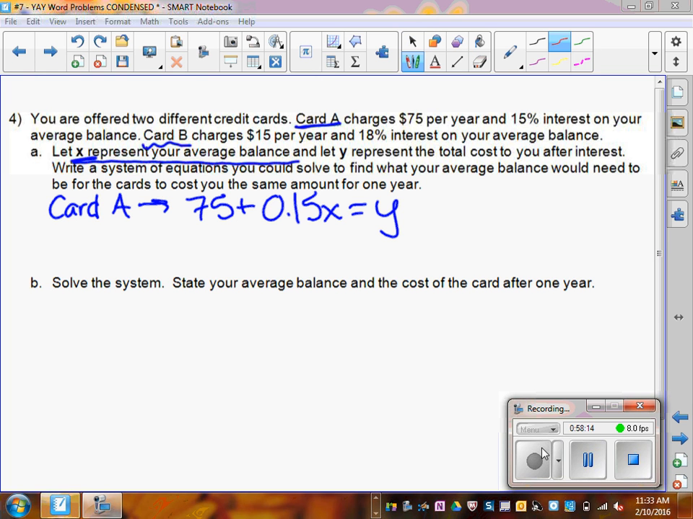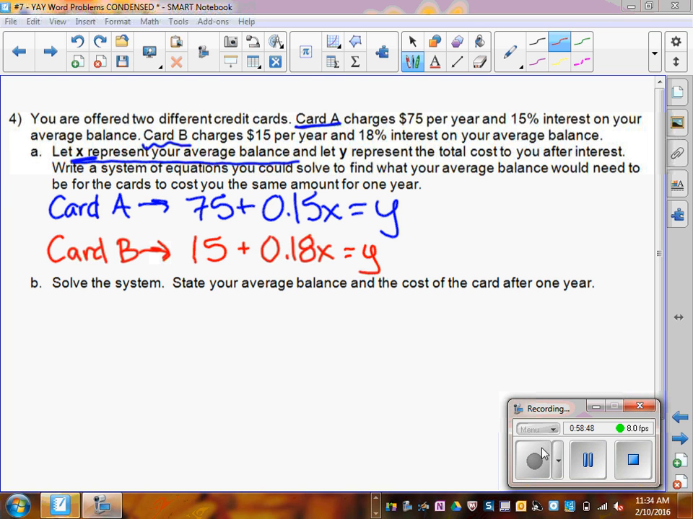So let's take a look at card B. Alright, so B charges $15 per year and 18% interest. So again, they have a flat rate, but only $15. But notice their interest is higher, 18% on the average balance. So that's going to be card B's plan. Okay. So notice this type of problem is a little bit different in that we don't have 2 totals that we're dealing with, but rather 2 different plans we're comparing, card A and card B.